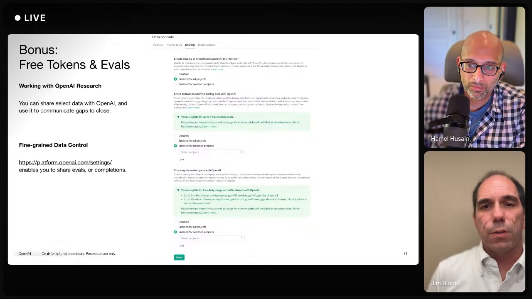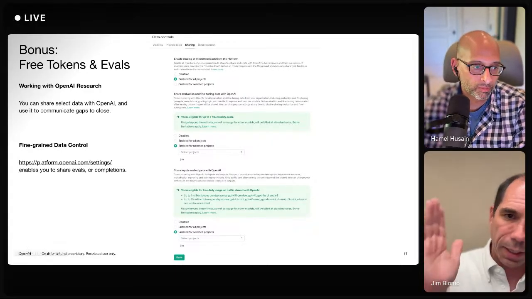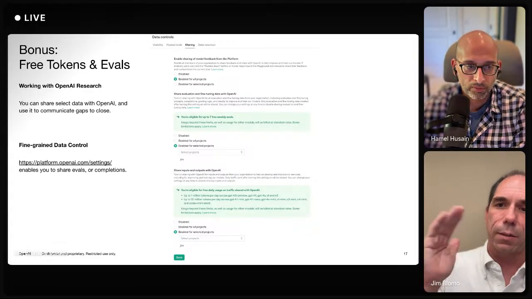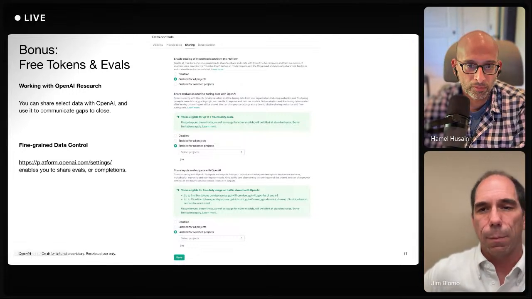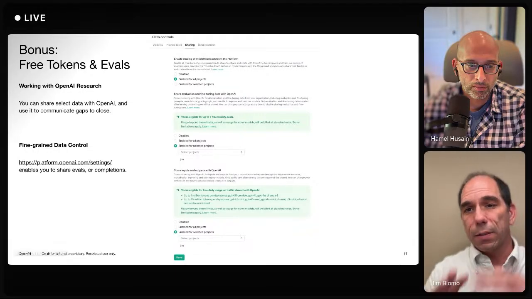A lot of folks use these specifically for a project in which they're trying to push the edge of the model capabilities and provide feedback to us. So that's the general way.